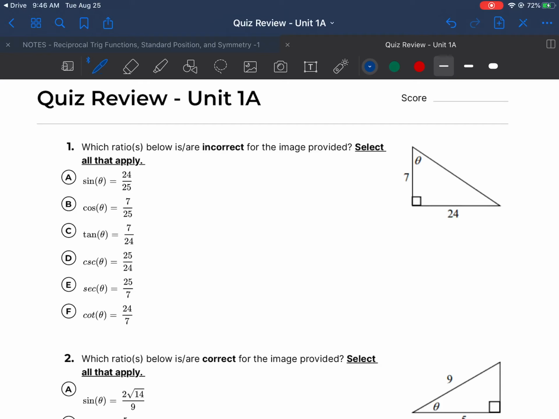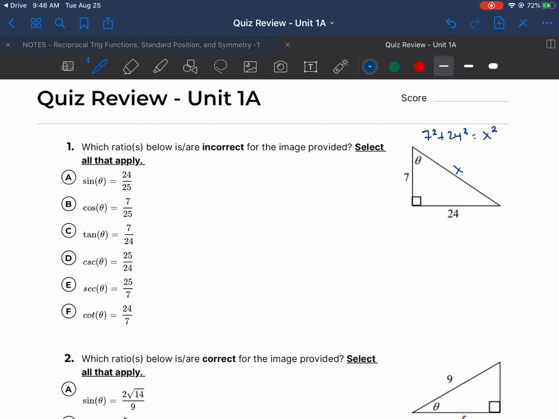The first thing we need to do, if we look at our image here, is we don't know the hypotenuse. And for some of our trig ratios, we're going to need to know the hypotenuse. Let's go ahead and discover that real quick. Using Pythagorean's theorem, 7 squared plus 24 squared will equal, we'll call the hypotenuse x squared.